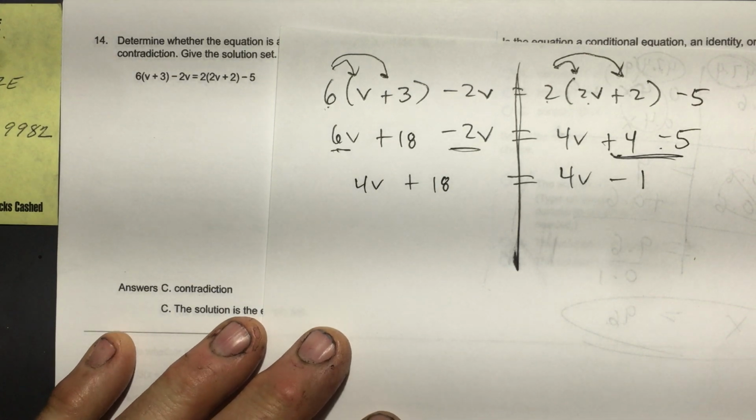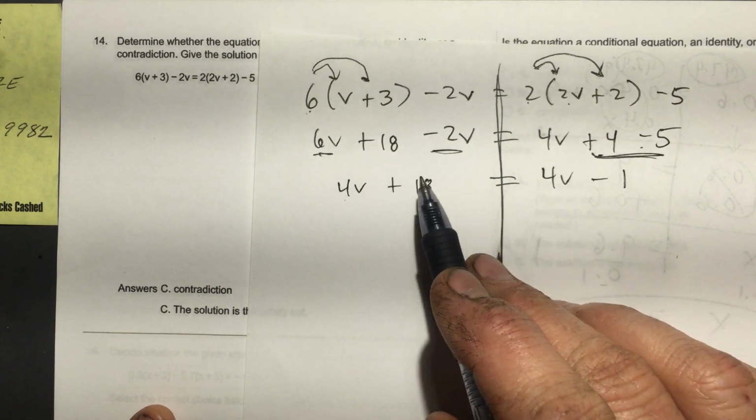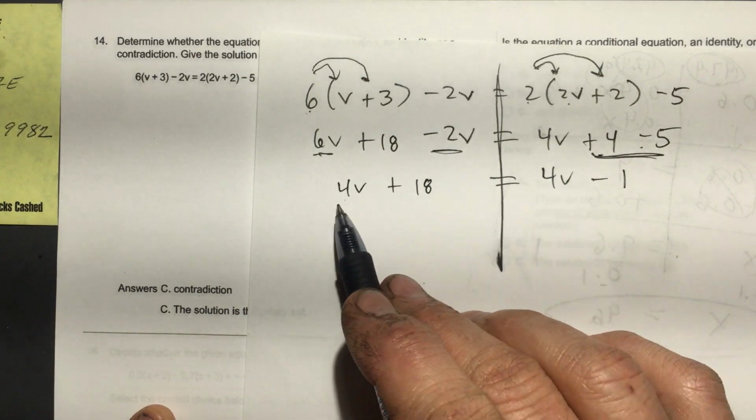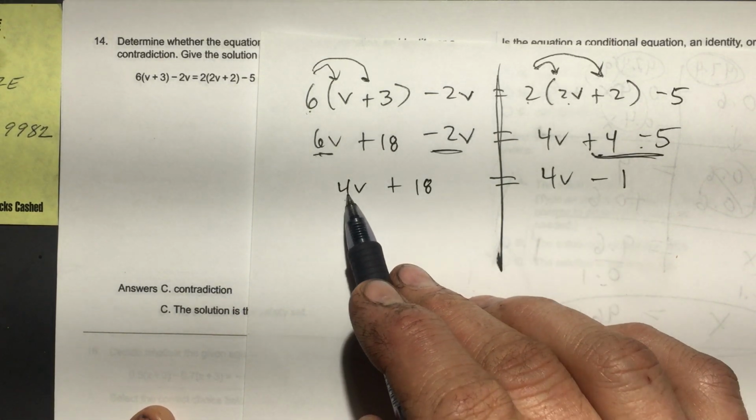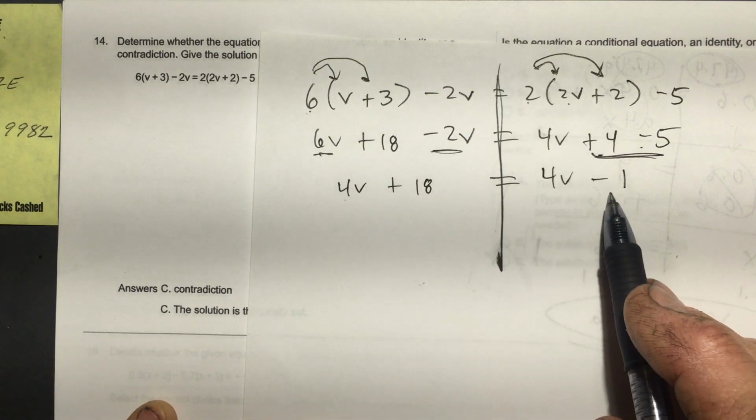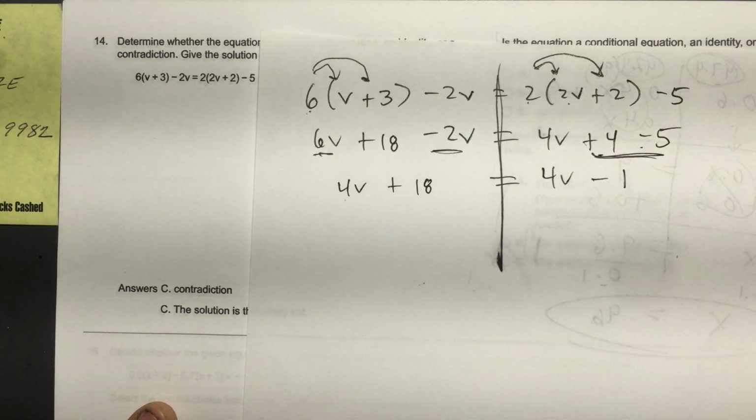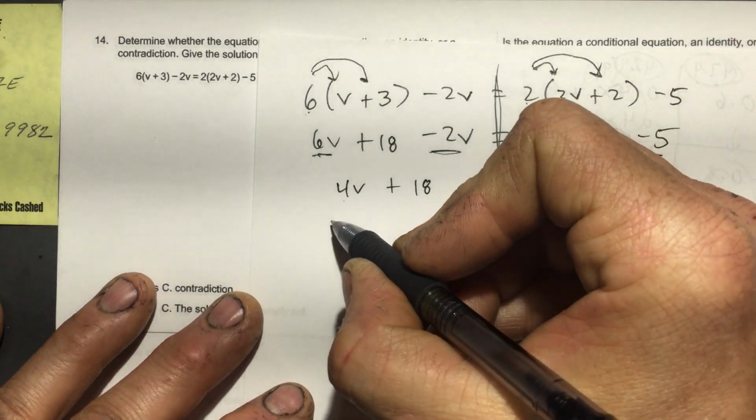Okay, now right here, you can figure this out from here. See, I've got 4v on both sides, and those are the same. I've got 18 and I've got negative 1. I've got the same v variable on both sides, 4v and 4v, but these are different, which means this is going to be a contradiction. But if you don't notice that, that's fine. You can just go ahead and solve it.